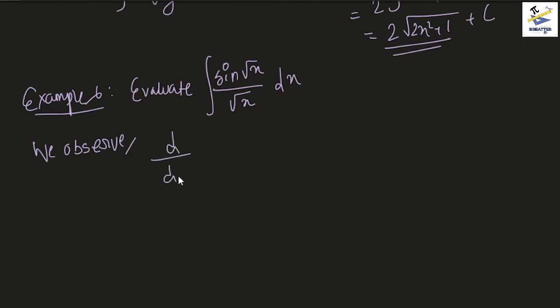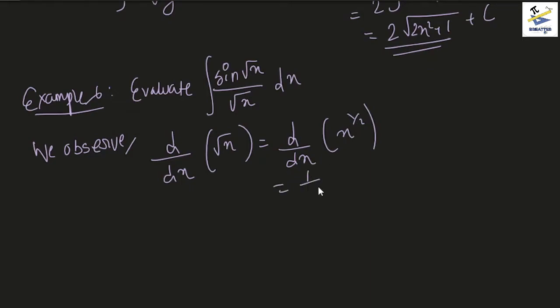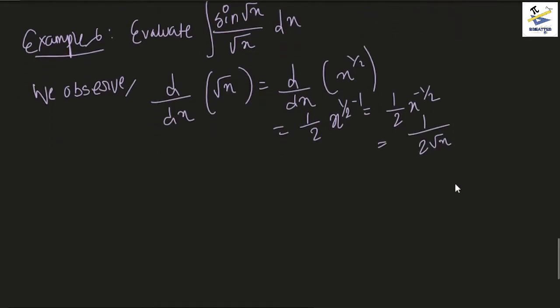d/dx of root x is just equal to d/dx of x to the power 1 by 2. Now we have learned previously that for d/dx of x to the power something, the power comes out as a coefficient, and the power is reduced by 1, which means it is half into x to the power minus half, or in other words 1 by 2 root x, right? So if we were to differentiate, what we would get is something like this.